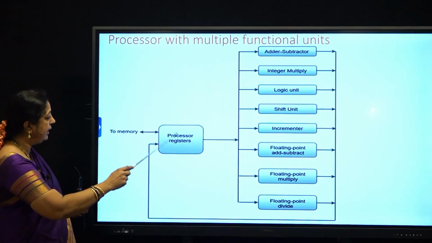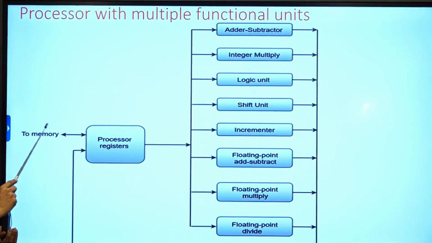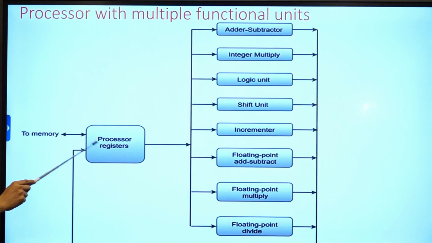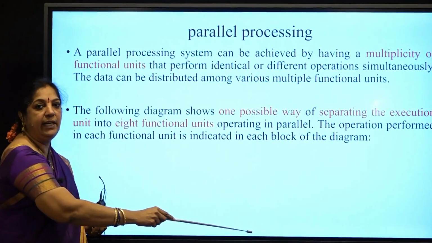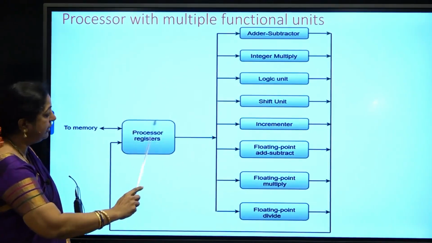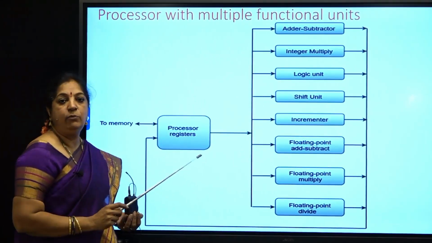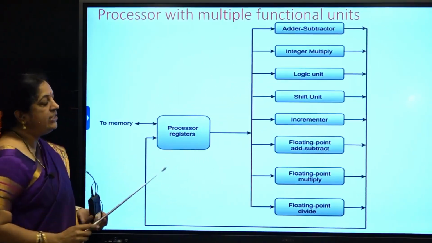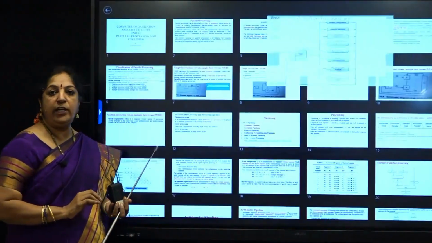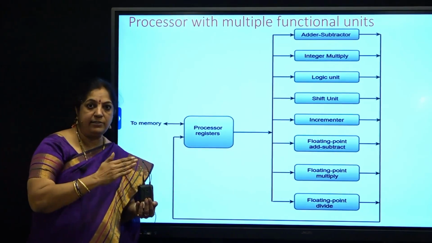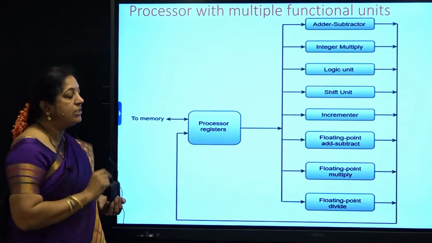In the block diagram, you can observe the processor, within which we have the registers where the execution is done, and the memory connected to and from the processor. Along with these are the 8 separate functional units, connected to the processor in both directions. The first is the adder-subtractor, used for addition and subtraction. Integer multiply is used for multiplication of integers. Then there is the logical unit, and the shift unit, used to shift bits, right shift and left shift, in the register.